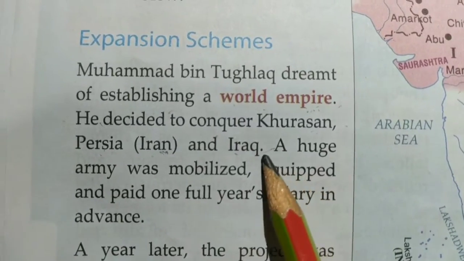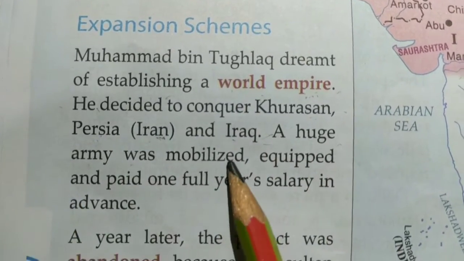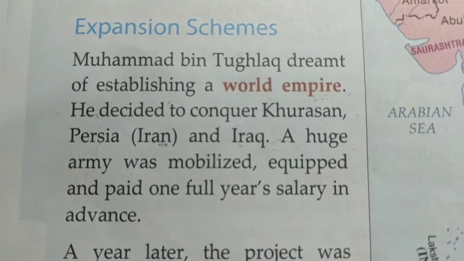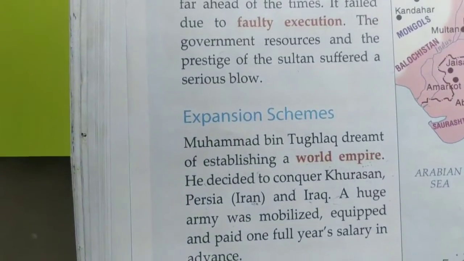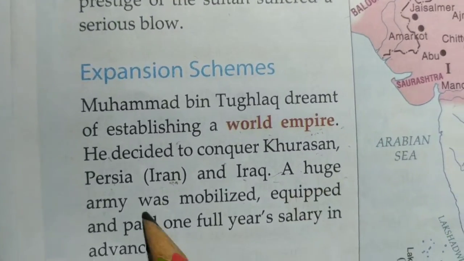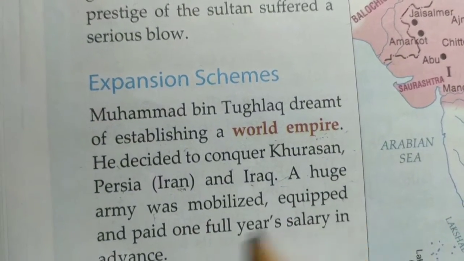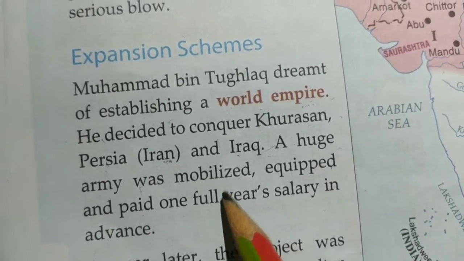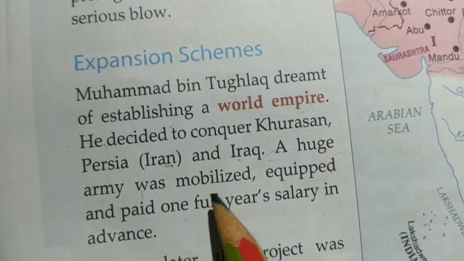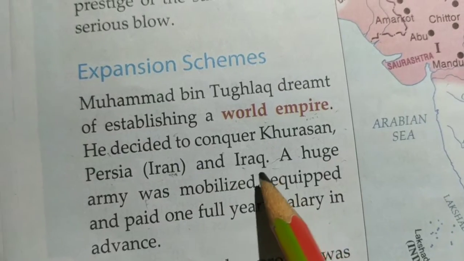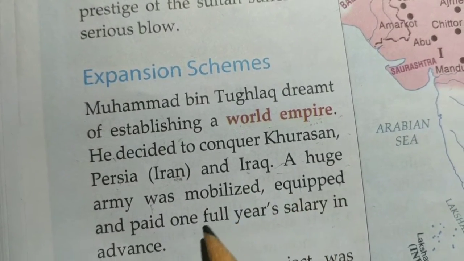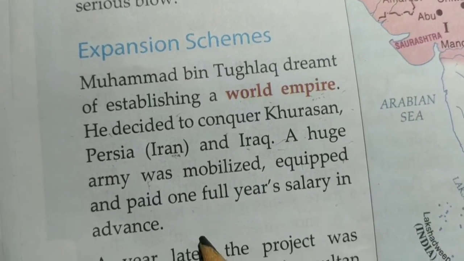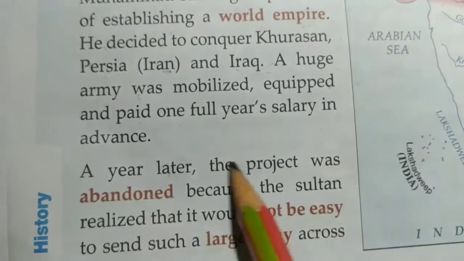Right? A huge army was mobilized, equipped and paid one full year's salary in advance. So all these arrangements were done to conquer the places. He made arrangements of the huge army. Okay. Now let's move next.